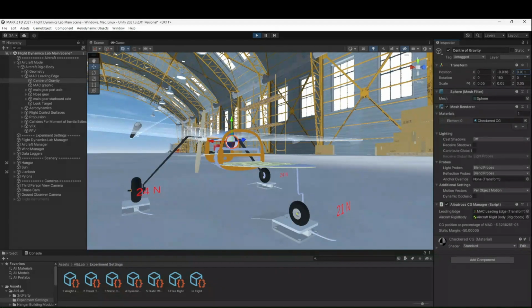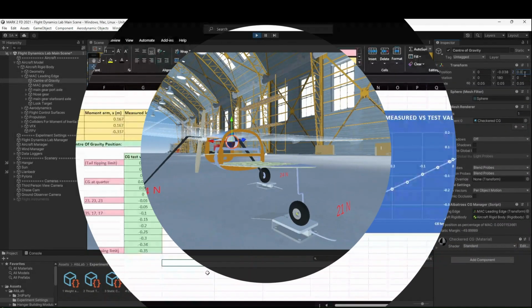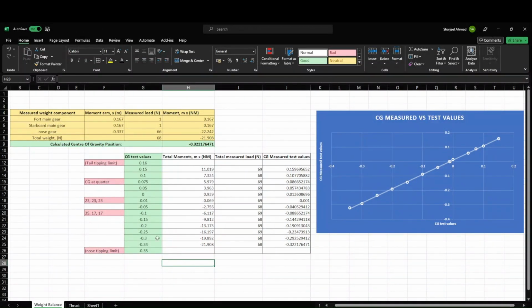As you can see, changing the longitudinal position of the CG alters the mass balance on each landing gear. The location of the test CG can be incrementally varied. The total load can be calculated. Multiplying the measured load and the moment arm gives the moment. The total moment and measured load are used to find the measured CG value.